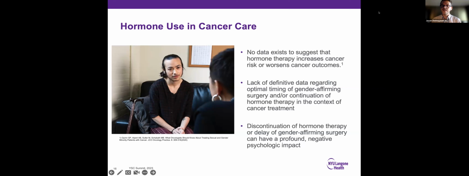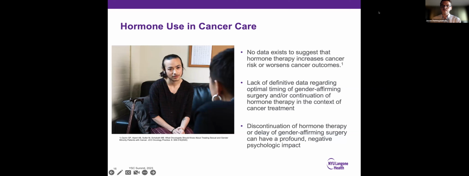There's not a lot of data to suggest that hormone therapy increases the risk or worsens cancer outcomes. So a lot of individuals are told, you have a breast cancer that is hormone receptor positive or some derivation thereof, and so you should come off your hormones, which could be very detrimental to a person's identity. And so having that informed conversation is very important for that risk stratification with our patients, looking towards the data, which is pretty minimal, unfortunately, but really having that informed discussion for the benefit of the patient and tailoring the care for those individuals.